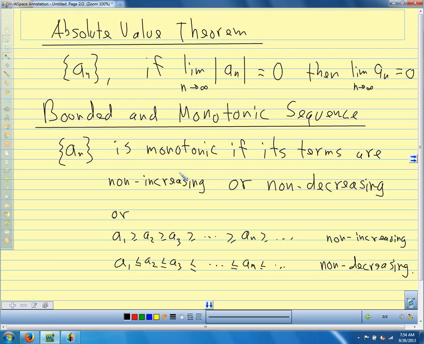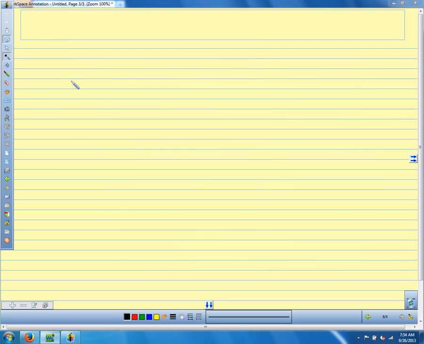So let's make our idea of bounded a little more formal, and then we'll decide what a bounded and monotonic sequence does. So here's our idea of monotonic. So we want to know about a bounded sequence.